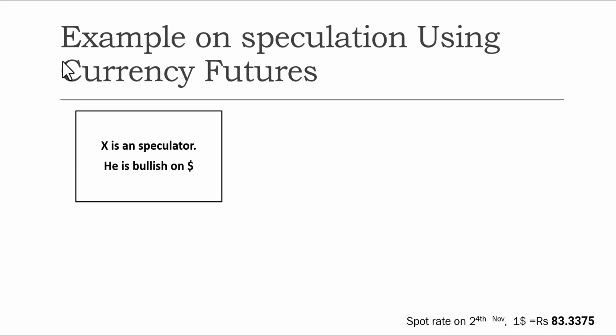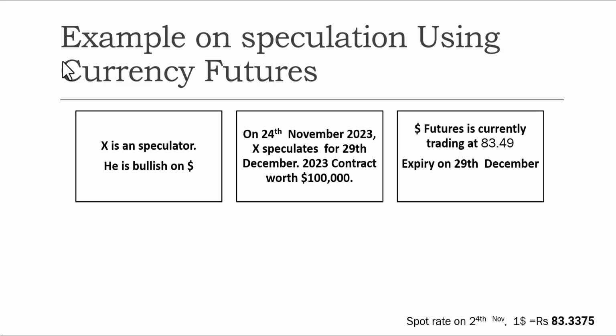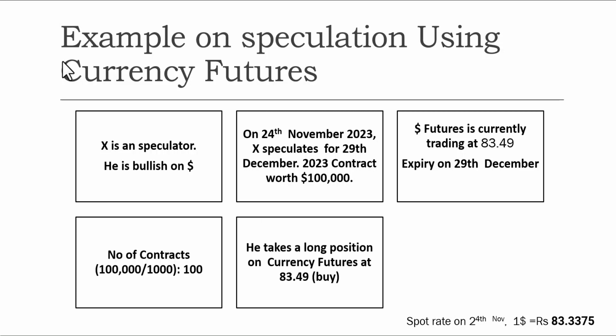So, an example on speculation. If you are a speculator, you don't have any underlying position. Neither are you an importer nor an exporter, so you think the dollar is going to go up. Let me speculate in dollar, or if you think the dollar will depreciate, you can take a position. So X is a speculator, he's bullish on the dollar. On 24th of November 2023, X speculates for the 29th December contract of 1 lakh dollar. The dollar future is currently trading at 83.49, for example. He thinks that 1 month down the line, the dollar will go up. So he takes a long position.